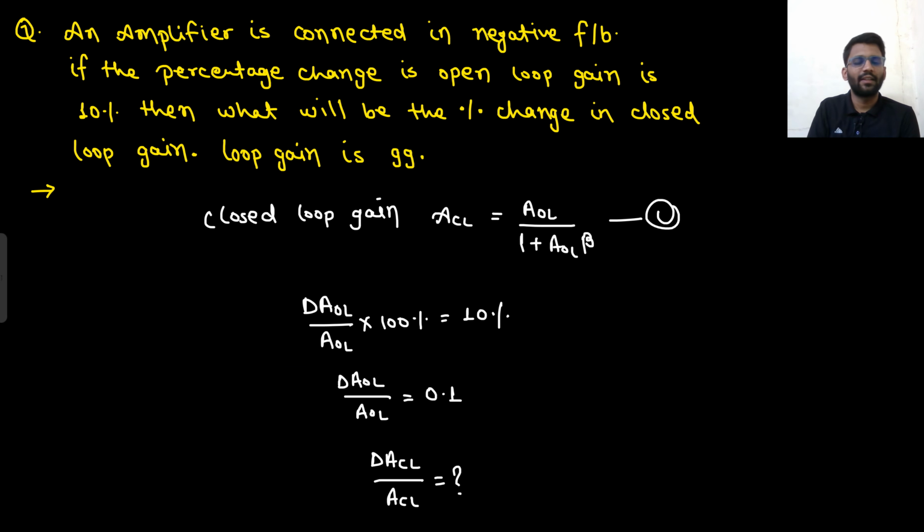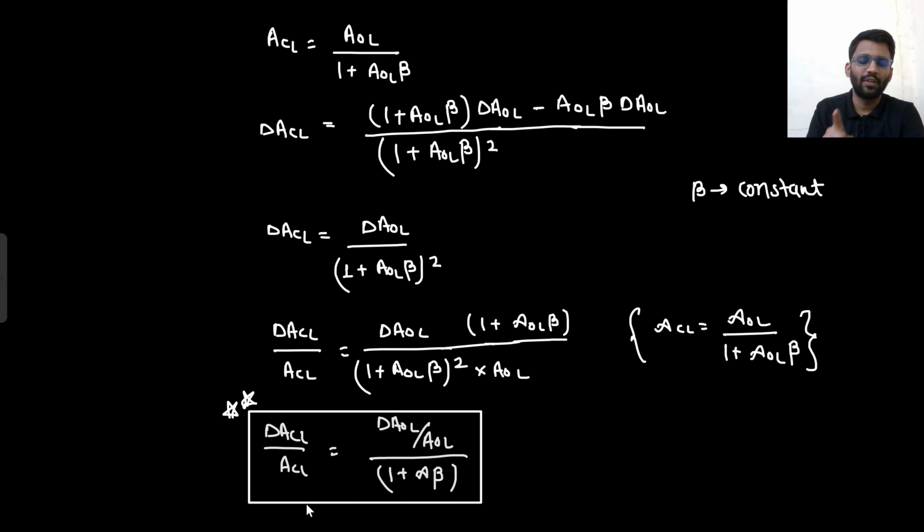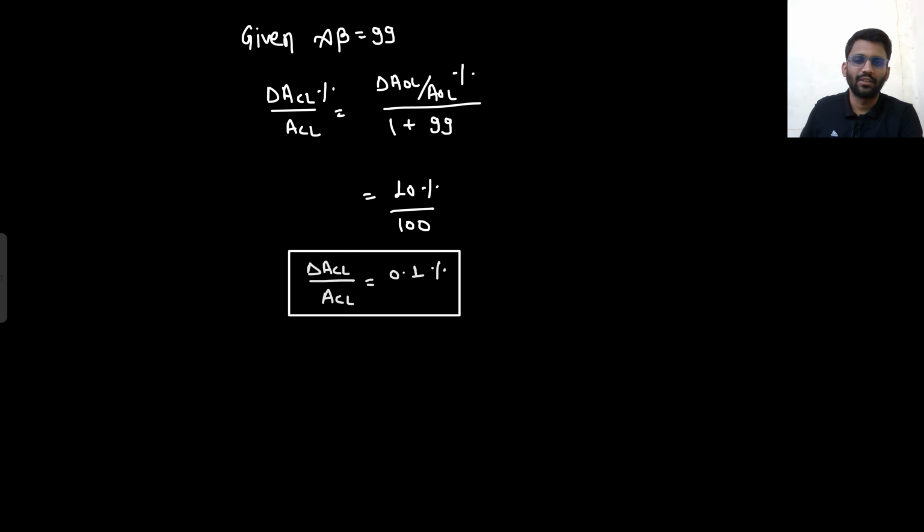Then we saw this example that your open loop gain is changing by some percentage. Then what will be the change in closed loop gain? So what did we find? The percentage change in closed loop gain would be equal to 1 by 1 plus A beta into the percentage change in open loop gain. This is what we studied.